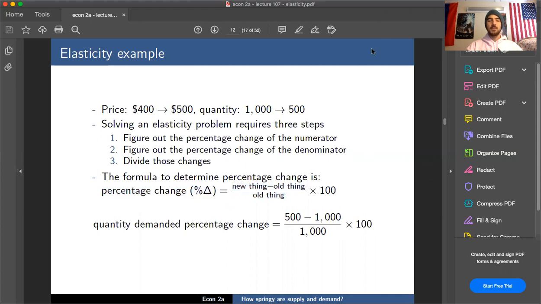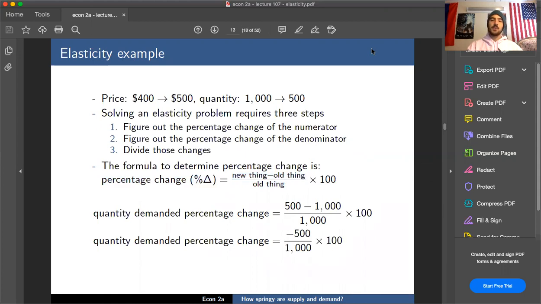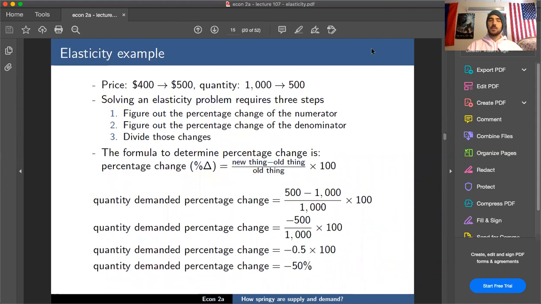The quantity demanded percent change is the new minus the old over the old. So 500 minus 1,000 over 1,000 times 100. You get negative 500 over 1,000, negative 0.5 times 100 is negative 50%. So the percent change in the quantity demanded is negative 50%.